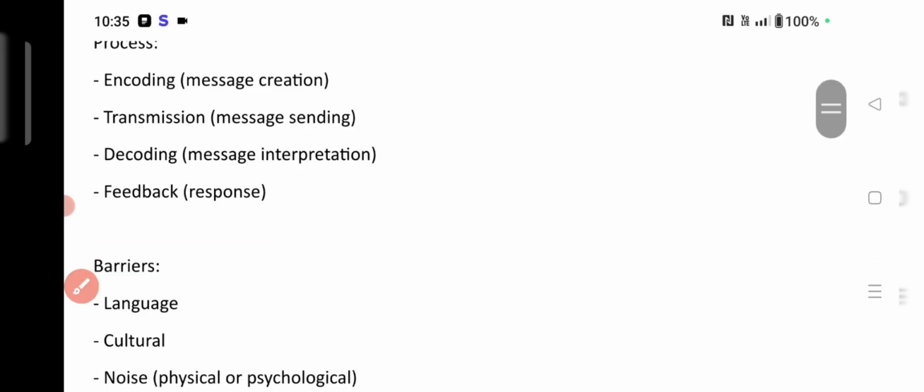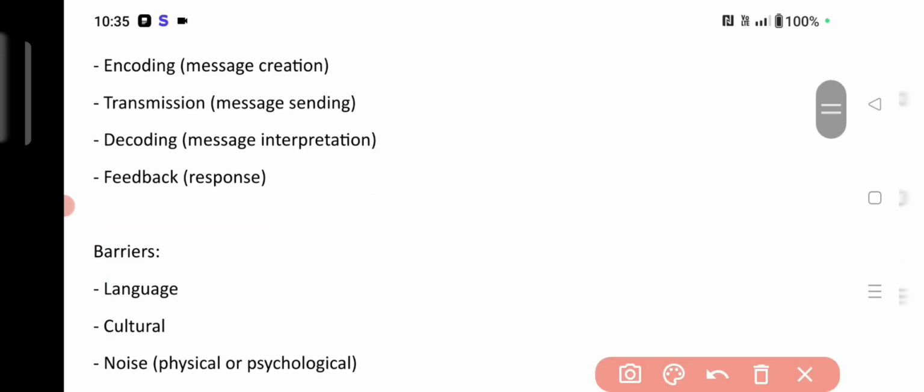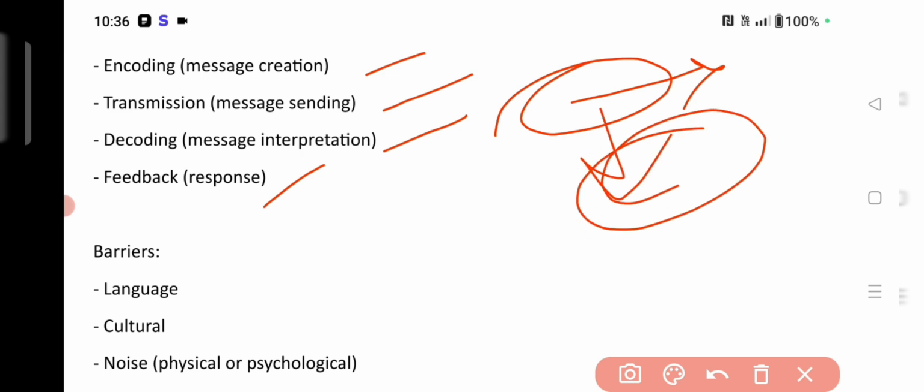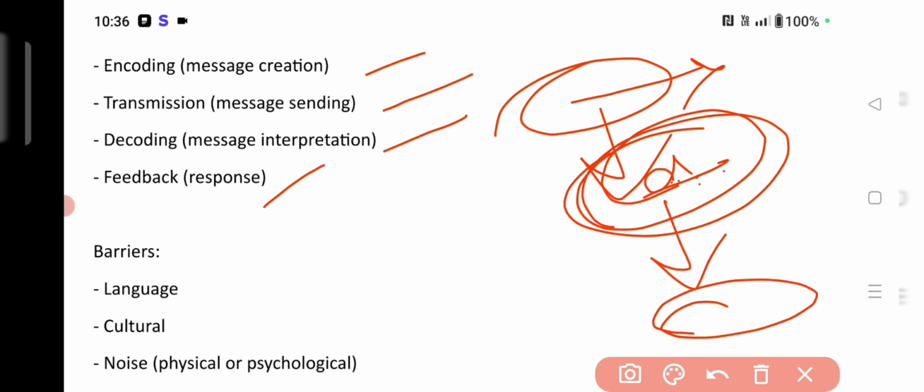The next one is process. Previously we learned encoding, transmission, decoding, and feedback. The one who creates the message is known as the sender. The sender transmits the message, which is encoding the message script, and then sends it through the medium of the channel to the receiver.